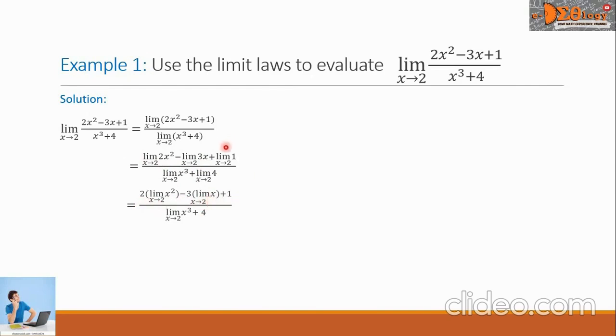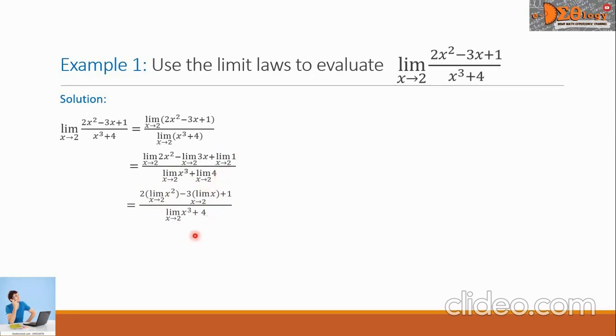Now, the limit of 1 as x approaches 2. This is the limit of a constant. The answer is a constant. While in the denominator, we will copy this expression down here, plus let us evaluate the limit of 4 as x approaches 2. So we write that constant here.